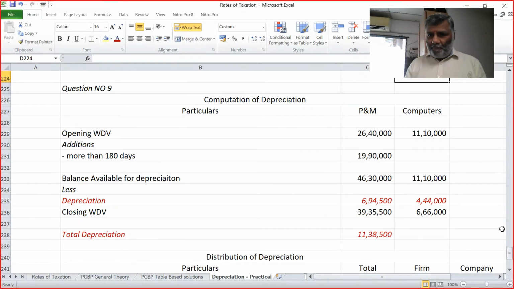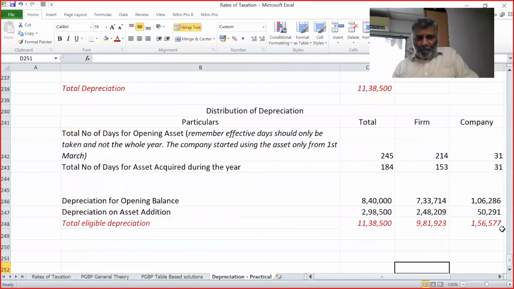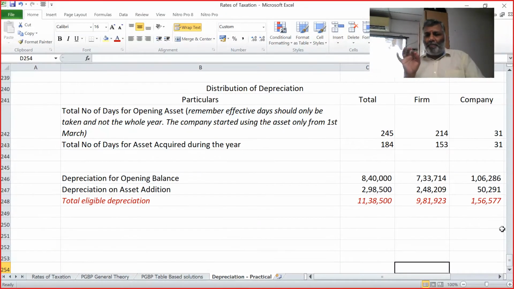This is the depreciation we are getting: 6,94,500 for plant and machinery and 4,44,000 for computers. Direct computation because it is more than 180 days. So 6,94,500 for plant and machinery and 4,44,000 for computers. This is the table of distribution.